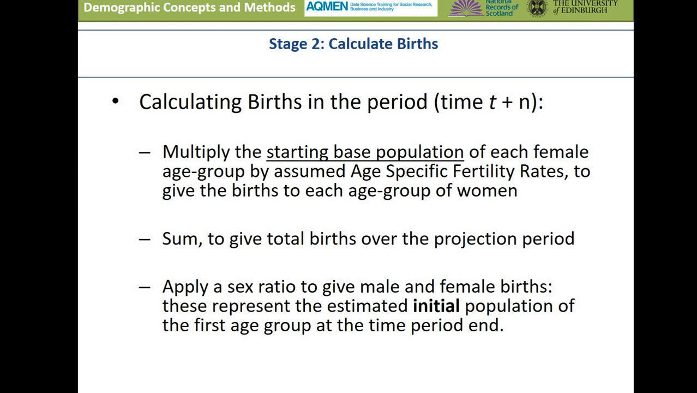So we're multiplying our base population of each female age group by an assumed age-specific fertility rate to give the number of births for each age group of women. And then we're summing the total births over that period and then applying a sex ratio to give us the distinction of male and female births. So we need this sex detail in our estimate of the number of births. And these represent the estimated initial population of the first age group at the end of our first time period.